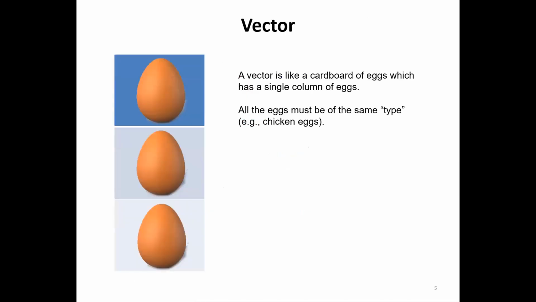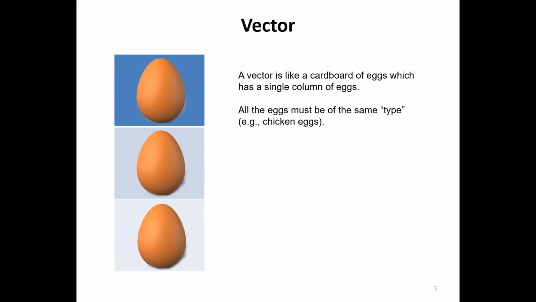Okay, another ingredient, or entity, we have to worry about when working with purrr is a vector. So a vector, really think of it as a cardboard of eggs, which has a single column of eggs. Usually cardboards of eggs come with 2 columns of eggs, so to speak. But just imagine this one has a single column, and all the eggs in this column have to be of the same type. So they have to be chicken eggs. You cannot mix eggs of different types, so to speak. Like you can't have chicken and duck eggs and goose eggs or whatever. They have to be of the same type.